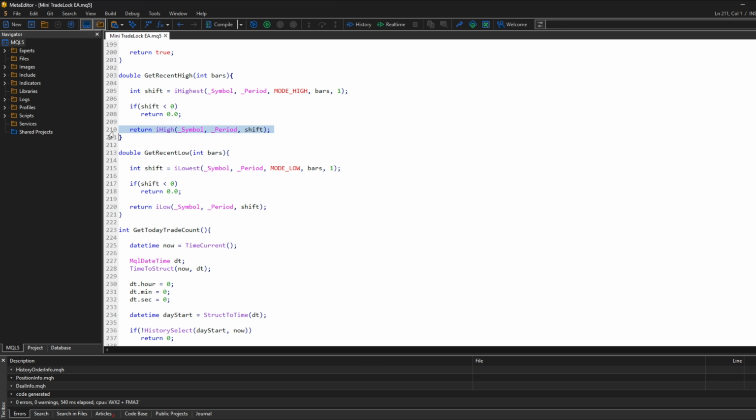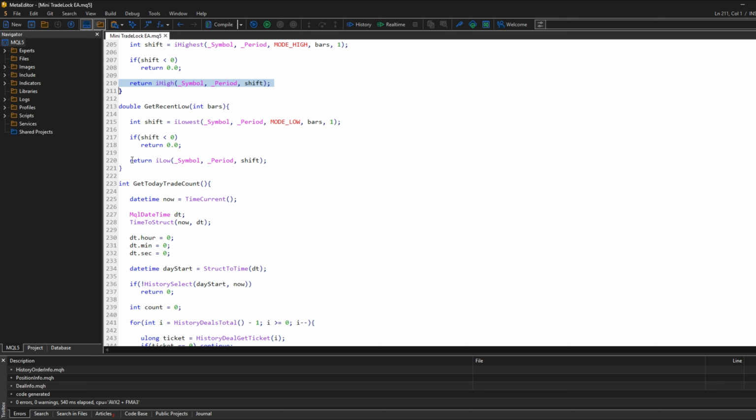Next, we have the get recent high function. So this function finds the highest high over the selected lookback period. We use iHighest to find which candle has the highest high. We start from candle 1, so we ignore the current live candle. If the shift is invalid, we return 0, otherwise we return the high price from that candle.